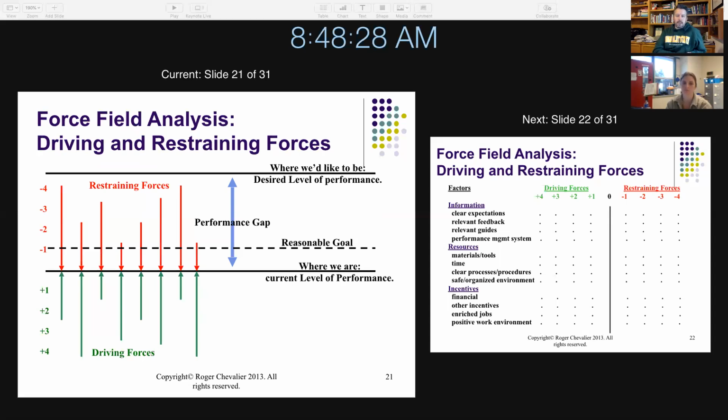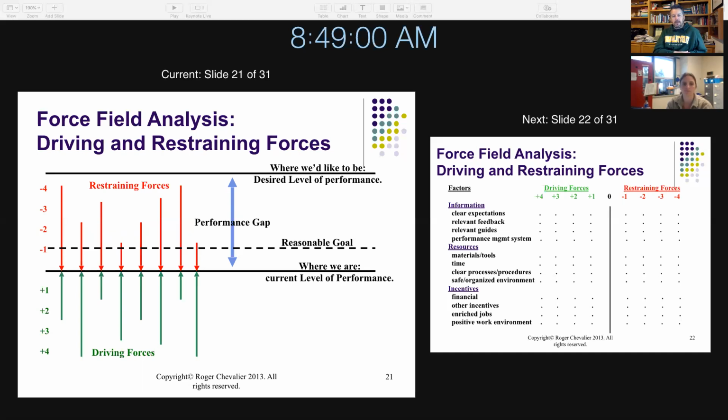When you get done with the cause analysis, you're going to do what's called a force field analysis. This is another one of Roger Chevalier's contributions to this process. He said, once we do the cause analysis, we should take each cause and figure out how much force that cause is having on the problem. And that force could be good or could be bad.